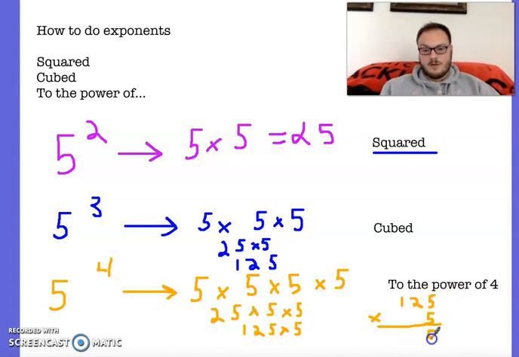5 times 5, 25. Regroup my 2. 5 times 2 is 10, plus 2 is 12.